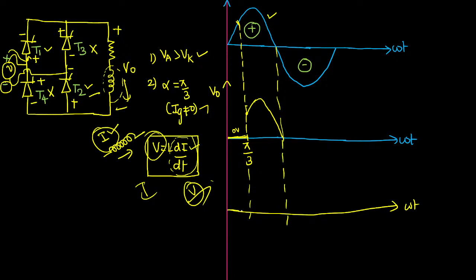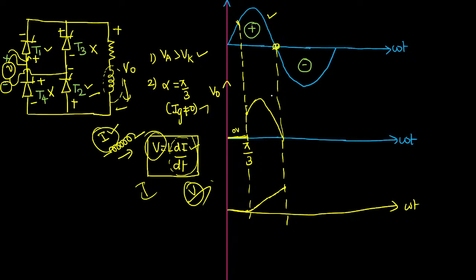Till now, the current flow through the thyristor is 0, because the thyristor was acting as an open circuit till pi by 3. After that, thyristors T1 and T2 will be turned on. We are giving firing angle pi by 3. Once it is turned on, the inductor will slowly be charging, reaching its maximum value till the end of the positive supply.